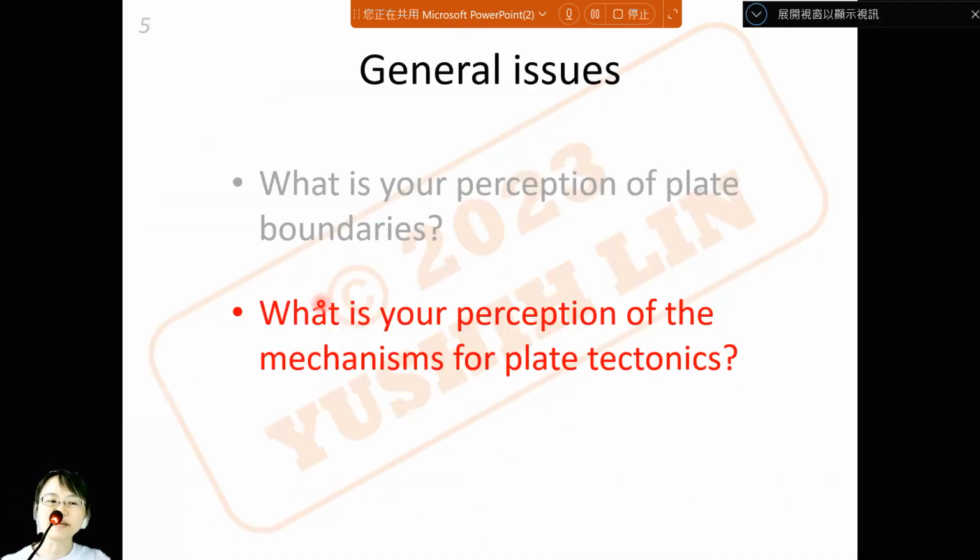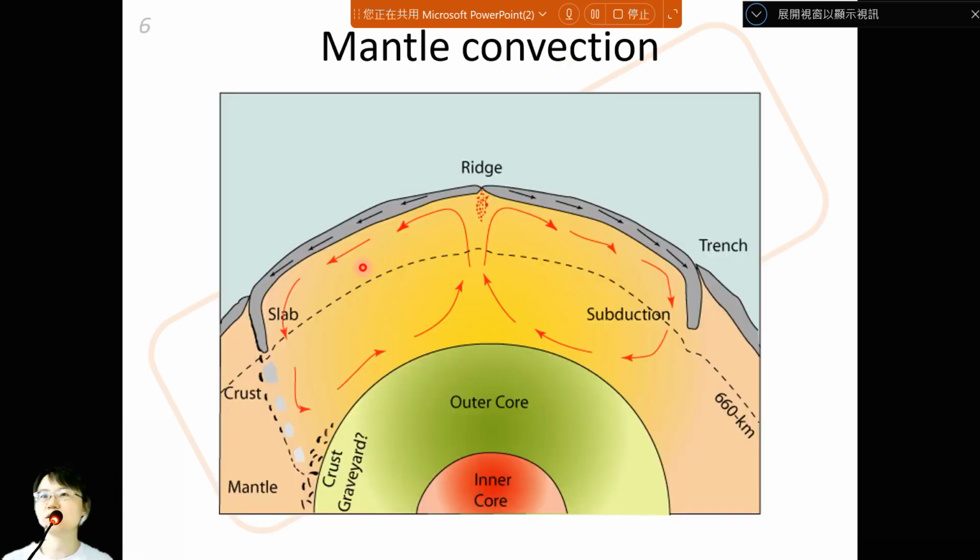And what is your perception of the mechanism? Please correct me if I'm wrong. In your high school, are you still teaching this kind of graph? All right? This graph is so well rooted in everybody's mind. Whenever people talk about mantle convection, they always come up with this graph. But today we want to say this graph is not very accurate. That's the message we want to deliver in today's lecture.